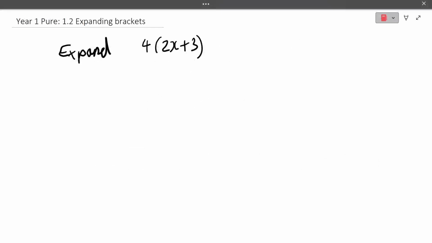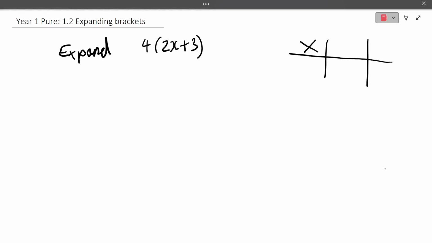Hello, it's MP the tutor here again, and today we're going to look at expanding brackets, which is 1.2 in the Edexcel A-level textbook. So there are several ways to go about expanding brackets, but I'm going to use the same method for all of them, whether it be the simple ones like this or the more fiddly ones.